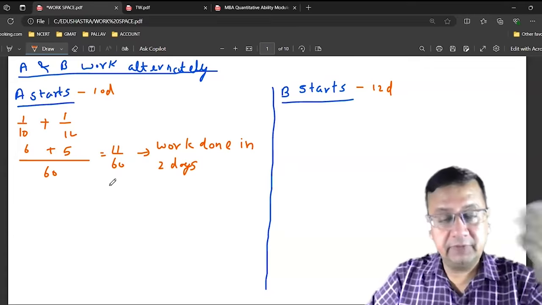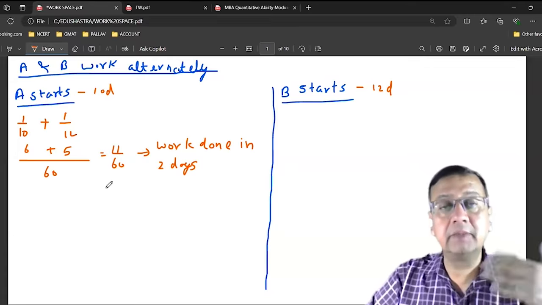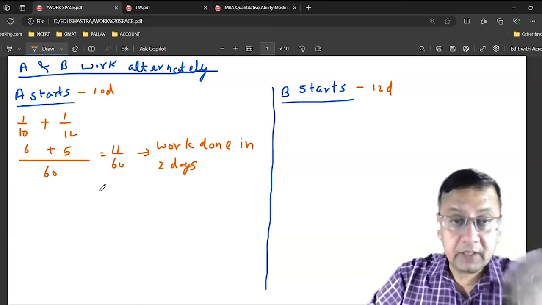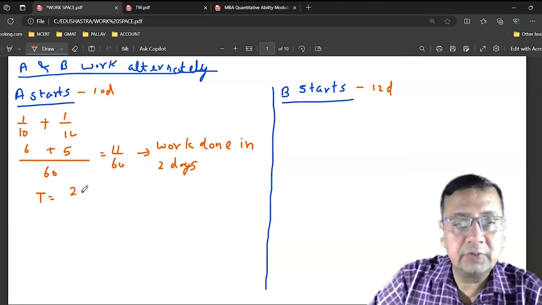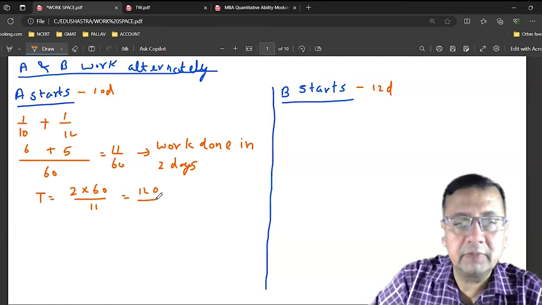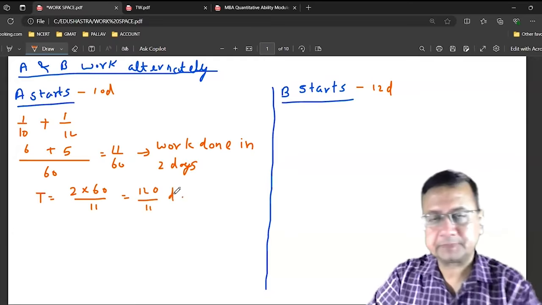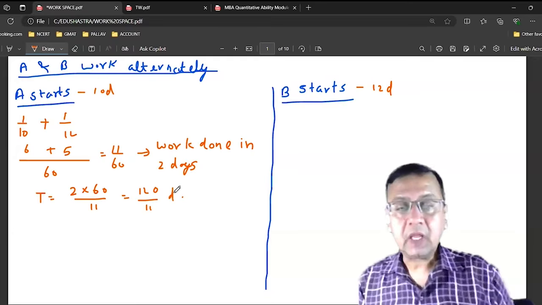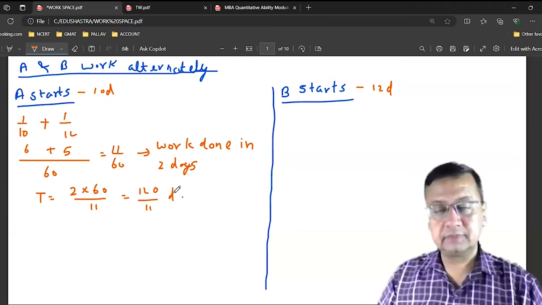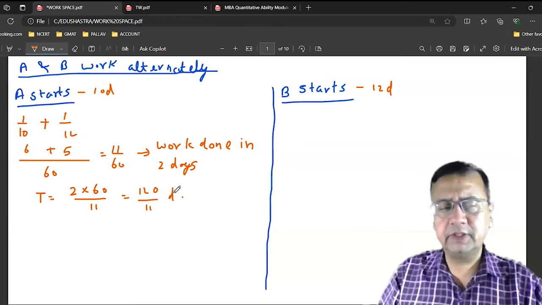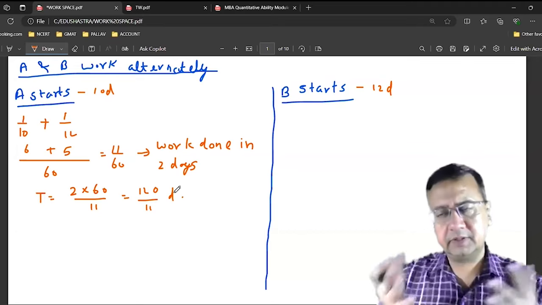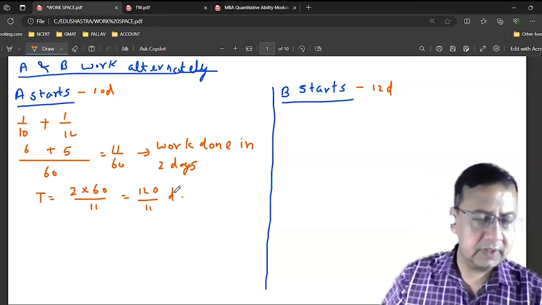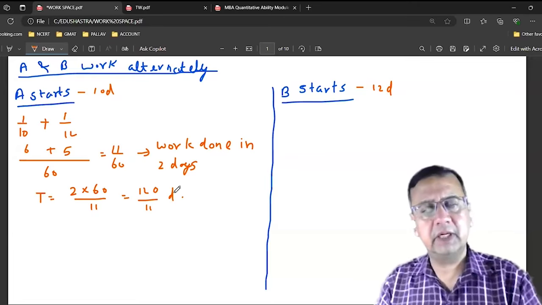So with the previous logic, now the days are doubled. So to calculate the time, this is 2 times 60 by 11, which is nothing but 120 by 11 days, right? Now if I start with B, nothing changed. No change. 1 by 12 plus 1 by 10, LCM is 60, 5 plus 6, 11 by 60, 2 days work. Time again the same, 120 by 11.